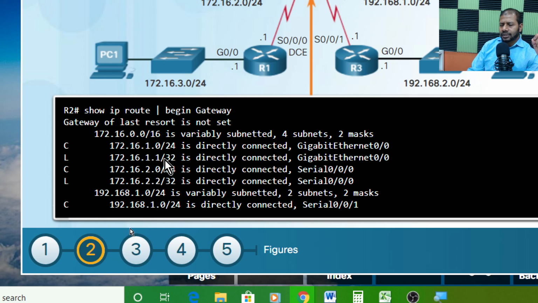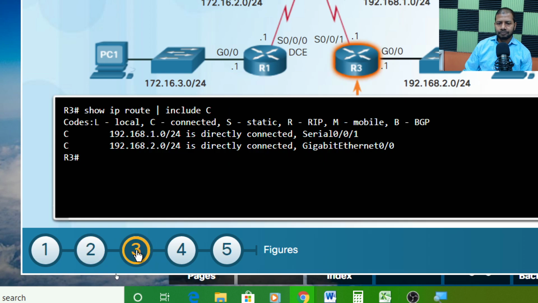That is the actual IP address of my gigabit 0/0 interface. That is not a network address, it's an IP address. So that's just two lines always. This is my own IP address of the interface, and this is a network that is connected to me. Okay, that's how C and L work.